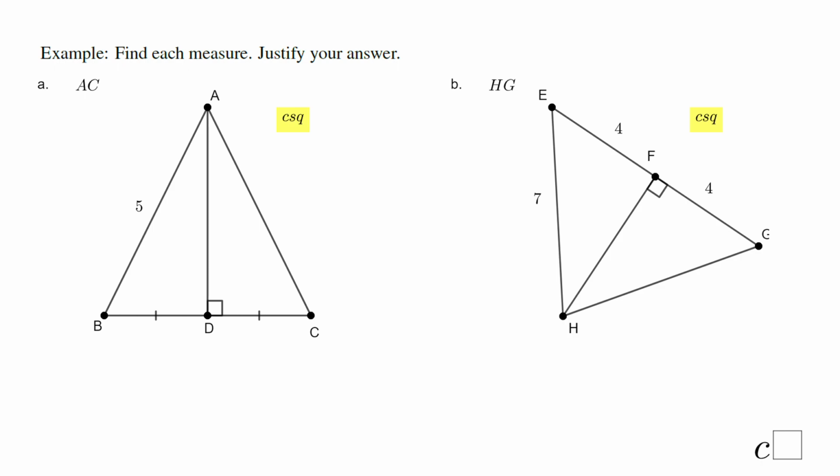In the first example, we need to find each measure and justify your answer. That is important, why we say what we say. We notice here on part A, we have AD, which cuts BC in half. These two segments are congruent and it is also perpendicular. So we can say AD is a perpendicular bisector.